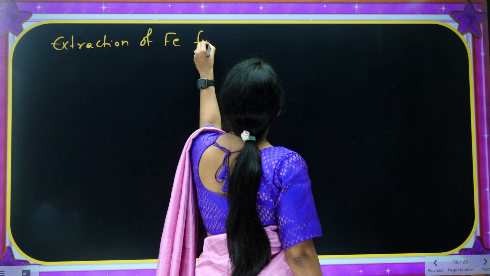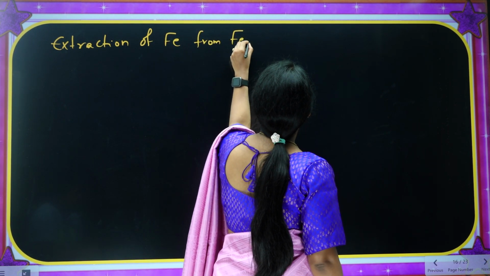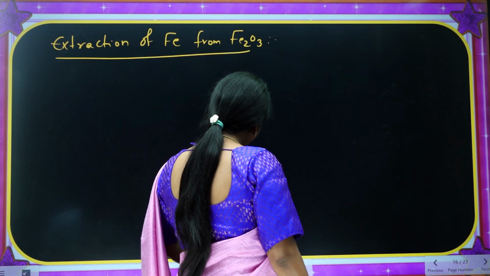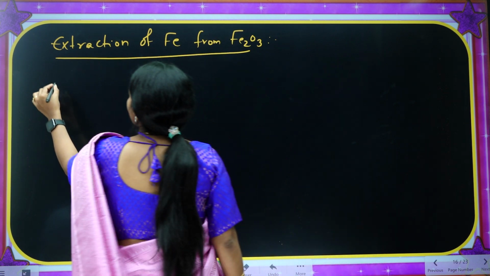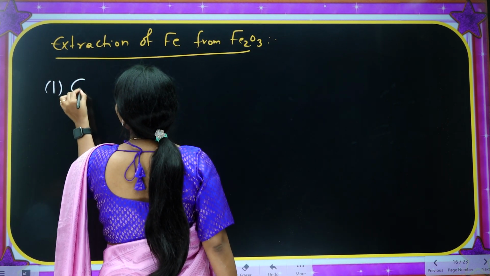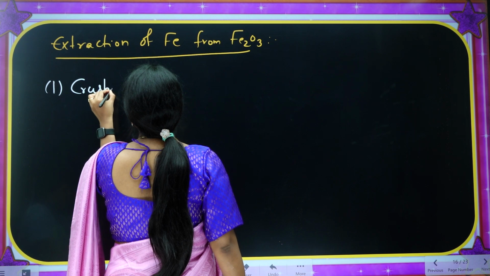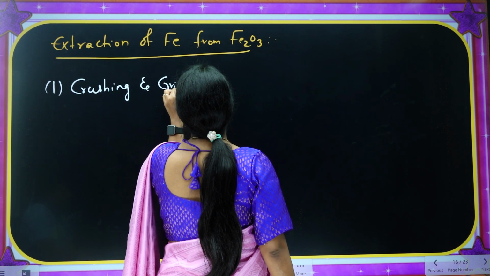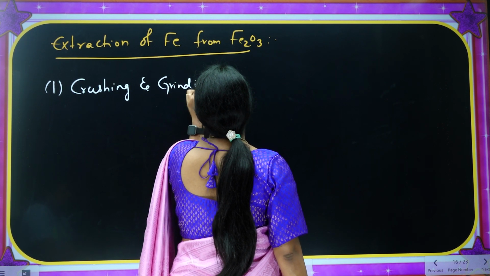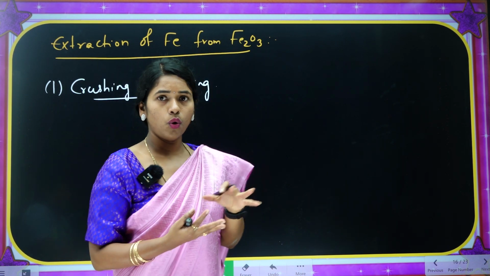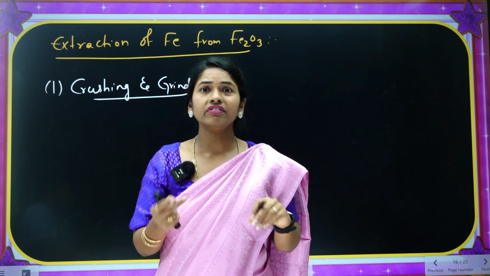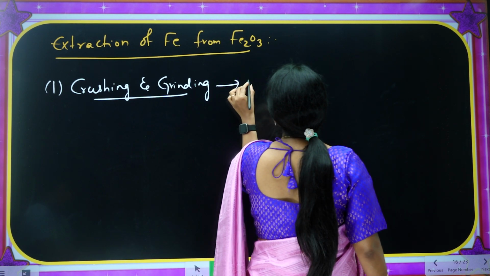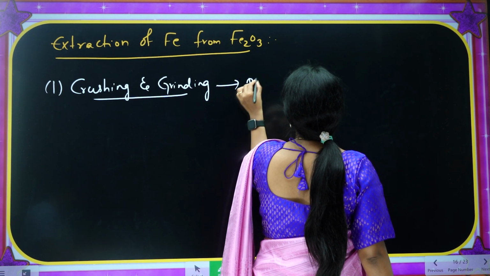Extraction of Fe is very easy. If you study directly, you may feel it is difficult, but see how easy it is. First step is crushing and grinding. What do you mean by crushing and grinding? We will take the ore and put it in jaw crushers and make it into fine powder. We will crush it and make a powder.